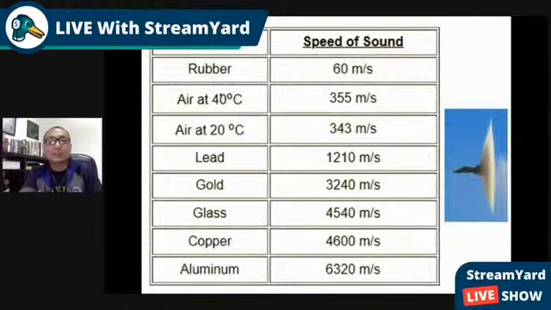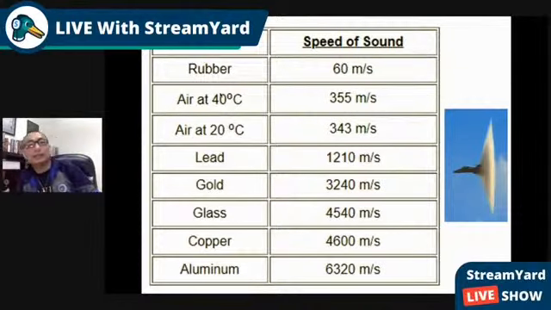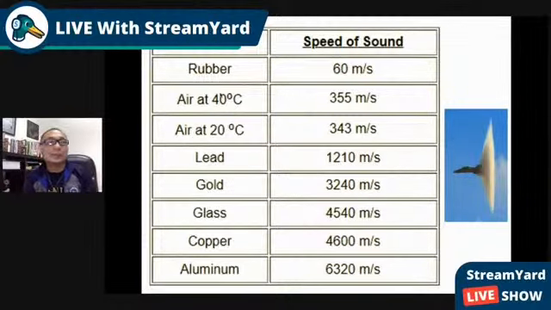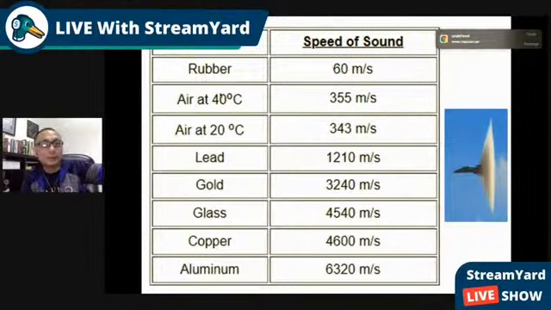So here is one example. In air at a temperature of 40 degrees centigrade, sound travels 355 meters per second. So meaning to say, if you see an explosion and it takes 1 second for you to hear the sound of the explosion, that means the explosion happened 355 meters away from you.